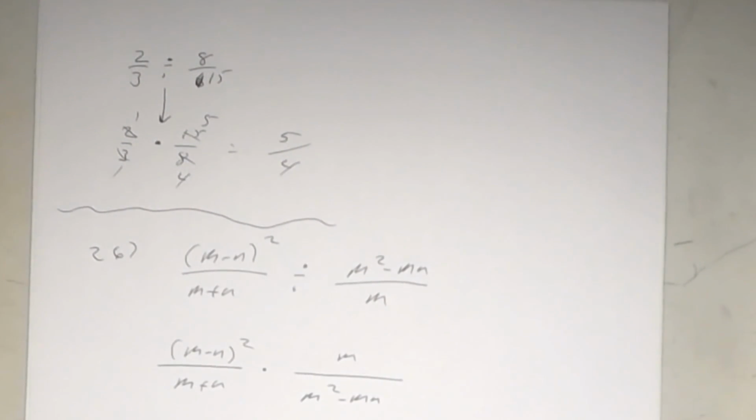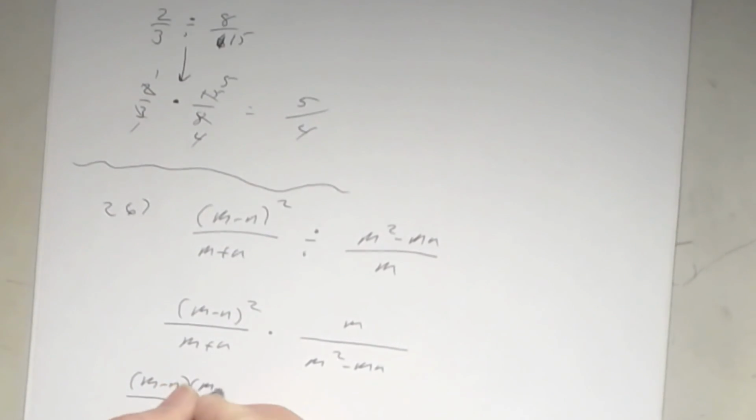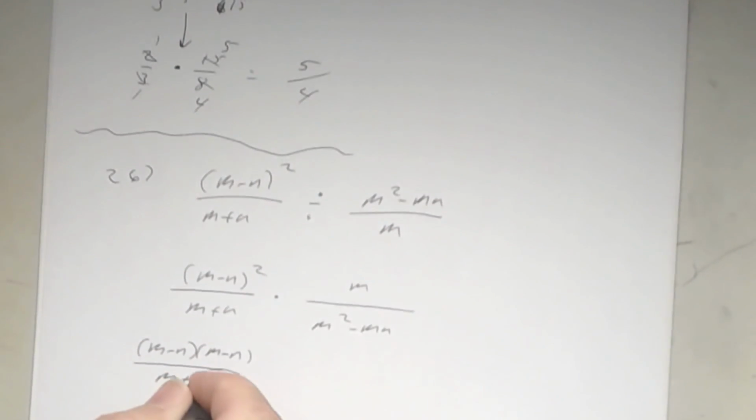All right, now that takes us back to what we've been doing. Once you change to multiplication, what's the next step? Factor. The first numerator is already factored because m minus n squared means m minus n times m minus n. The denominator, can I factor m plus n? No. The numerator is a monomial, so I can't factor that, just leave it alone. But look at the second denominator. How can I factor that? GCF, which is m. So m times m minus n.